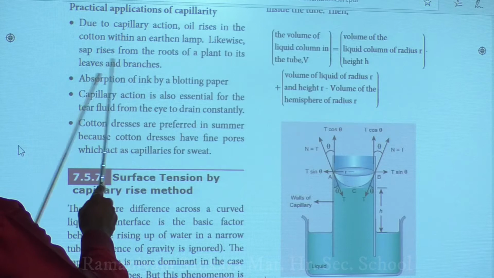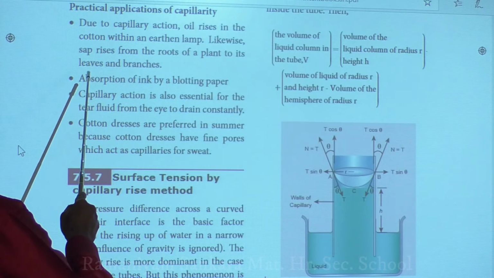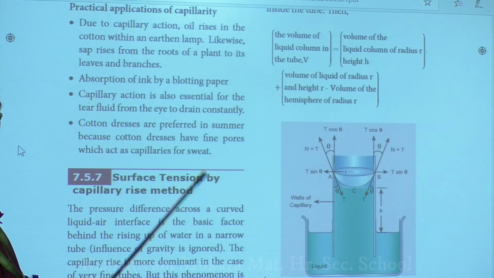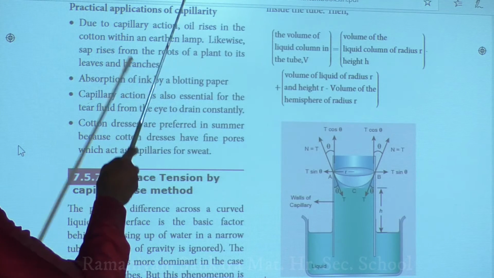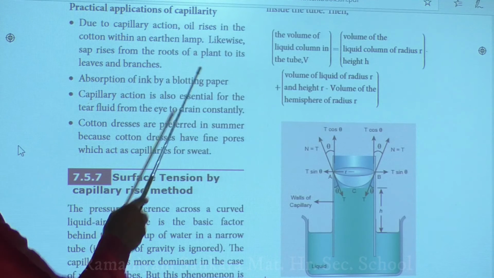Likewise, sap rises from the roots of a plant to its leaves and branches. The biology students will understand this better. From the roots of the plant it rises. Then ink is absorbed by blotting paper.